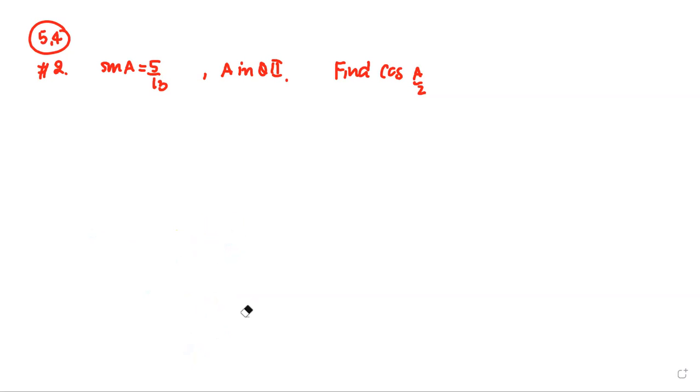For section 5.4, number 2, given sine A is 5 over 13, A is in the second quadrant. We're going to find cosine of A over 2. The formula for cosine of A over 2 is either positive or negative square root of 1 plus cosine A, all divided by 2. That means we're going to need cosine of the angle A.